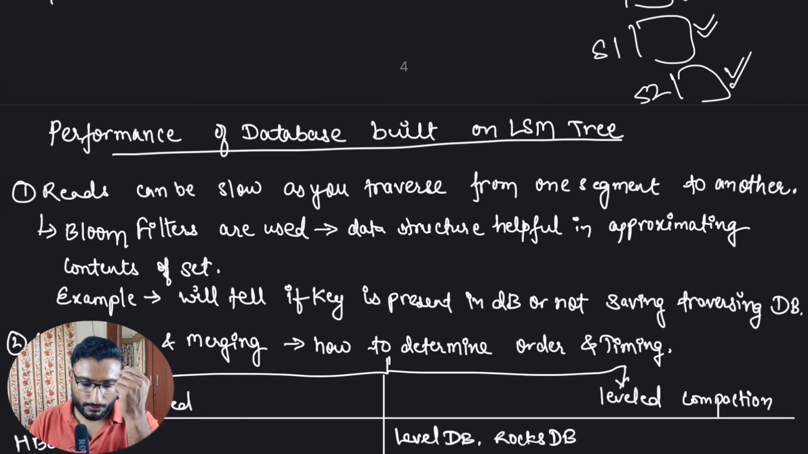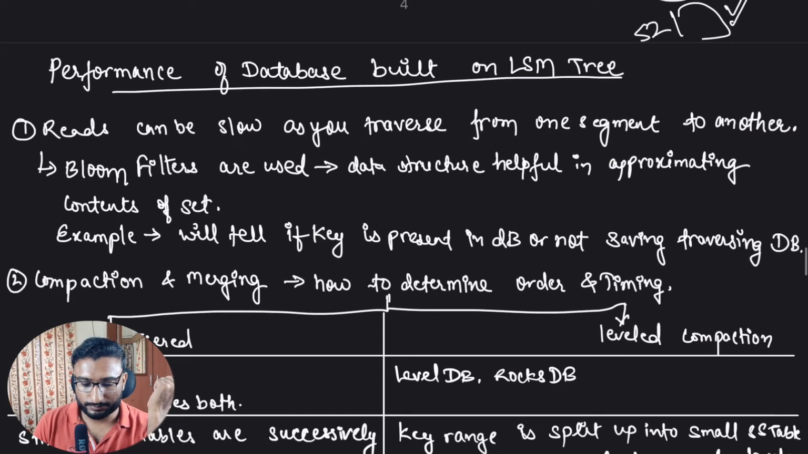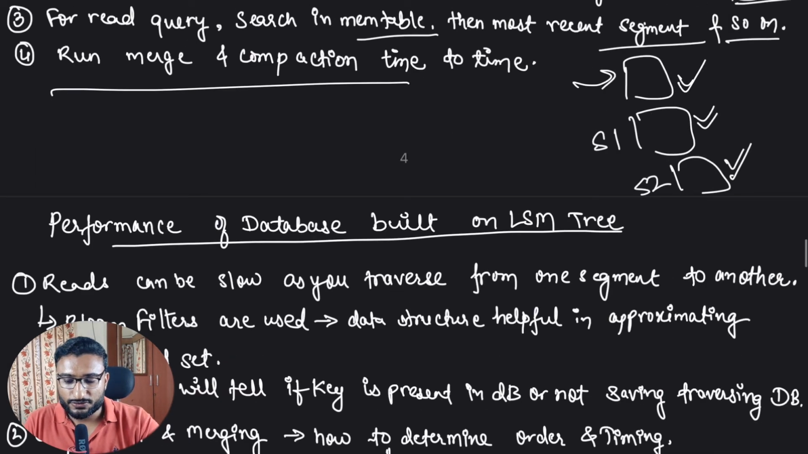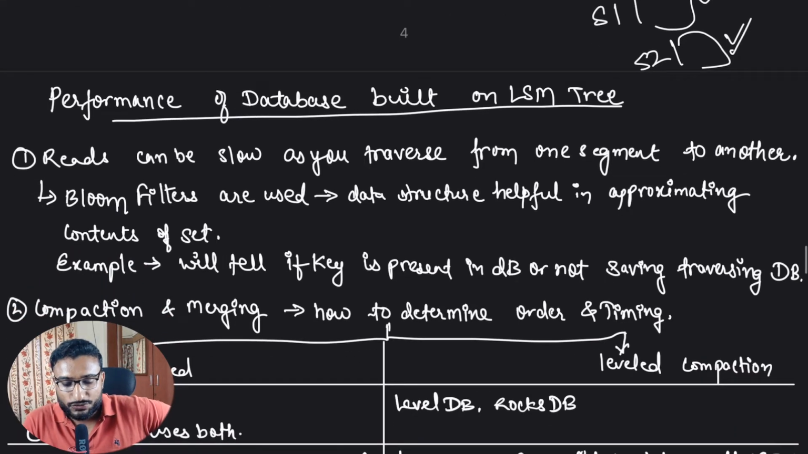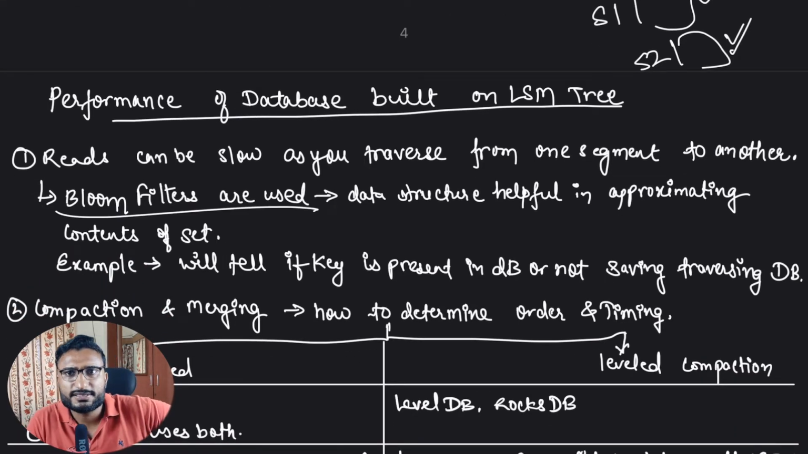Now if we talk about the performance of a database which is built on LSM tree, reads can be slow as you traverse from one segment to another. So if the data is not available in mem table, you will move to S1, and then to S2. तो यहाँ पे if you see a problem, reads can be slower, समझे बात? Because there might be a possibility that you have to traverse multiple segments to find that particular key. And to solve this use case, we generally use Bloom filters.